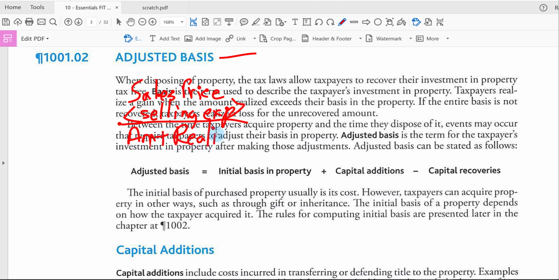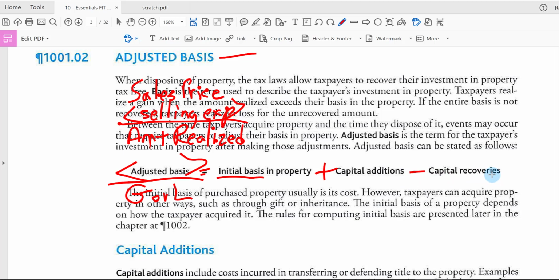And then we subtract out this adjusted basis we're learning here to either get a gain if the amount realized is larger than the adjusted basis, or a loss where the adjusted basis is larger than the amount realized. The adjusted basis is equal to the basis we start off with when we first acquire the property, plus any additional costs we incur to make improvements to the property, here called capital additions. Then we subtract out something called capital recoveries.